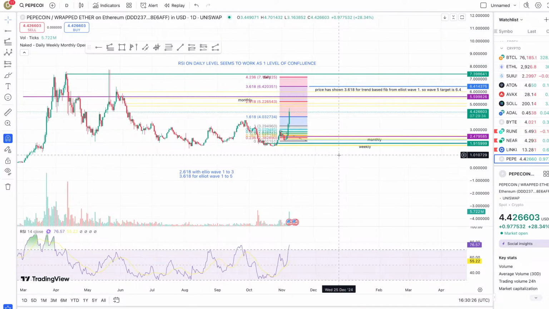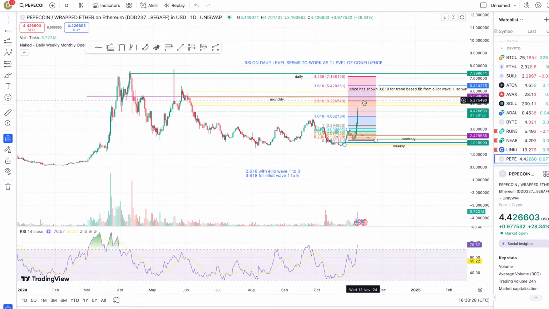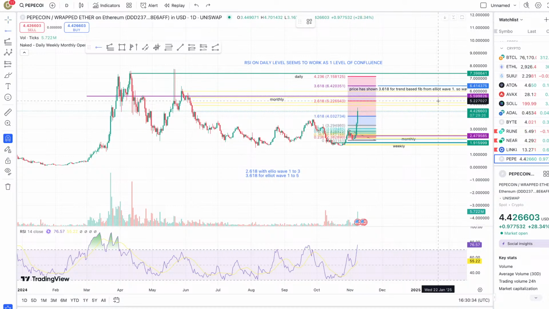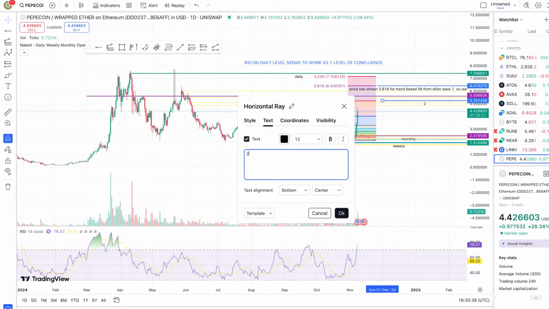Meme coins is what you typically are seeing people make the most gains into. So that's what I would do. Oops, let me mark that out really quick. So you have a 2.618 for wave 3 target.